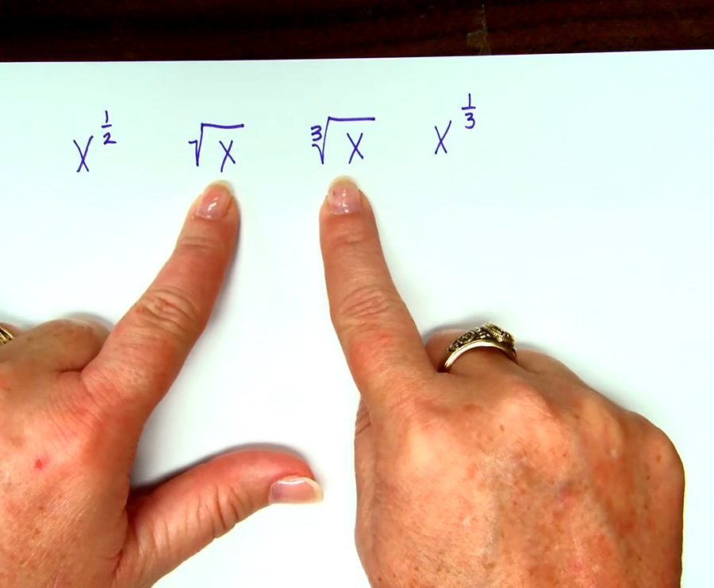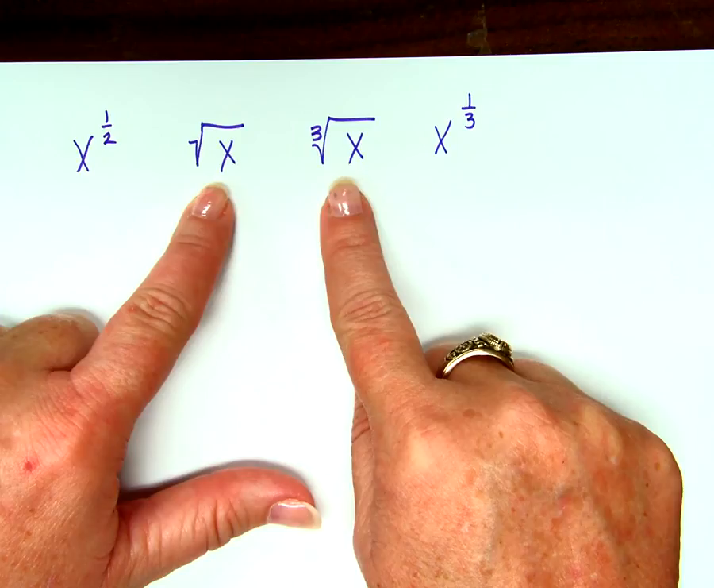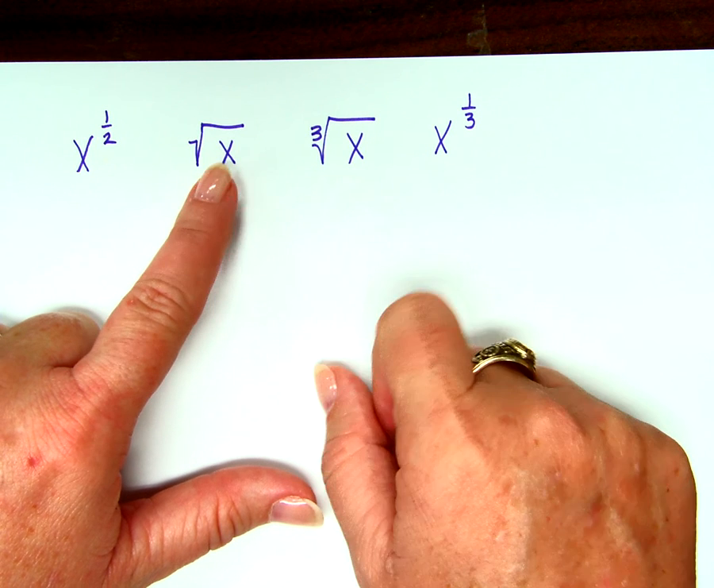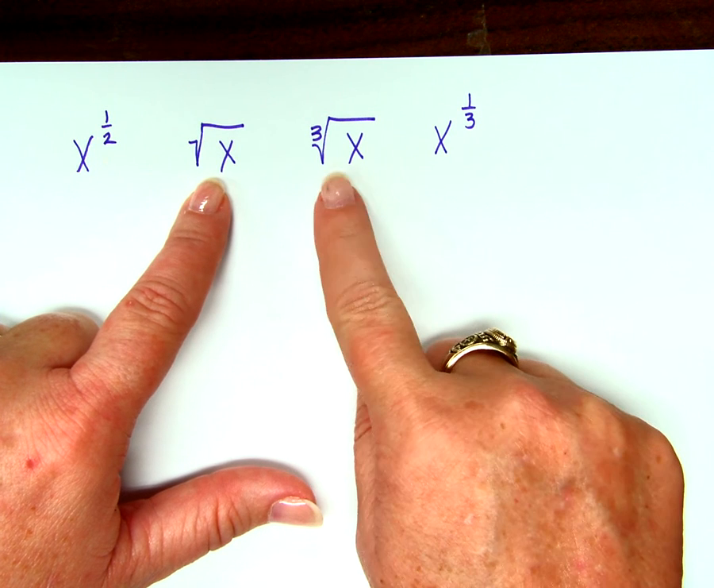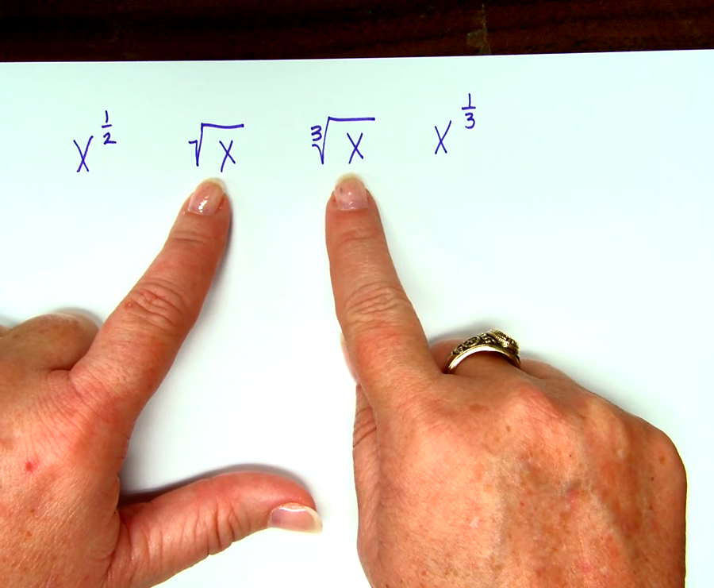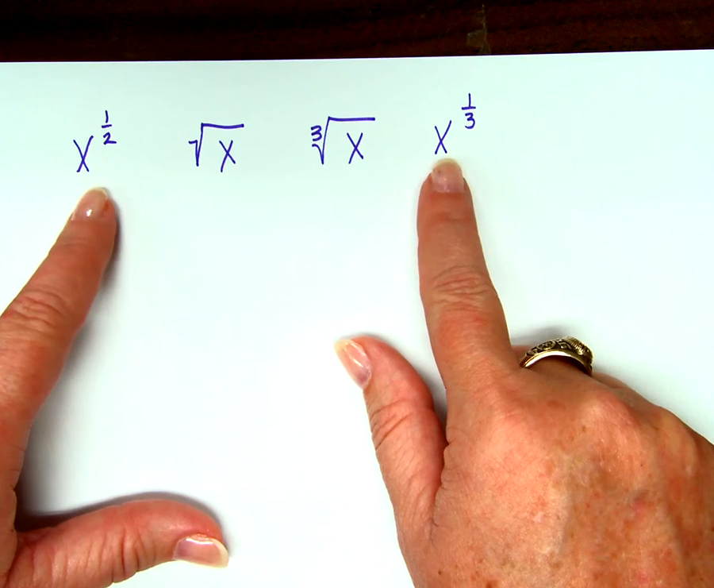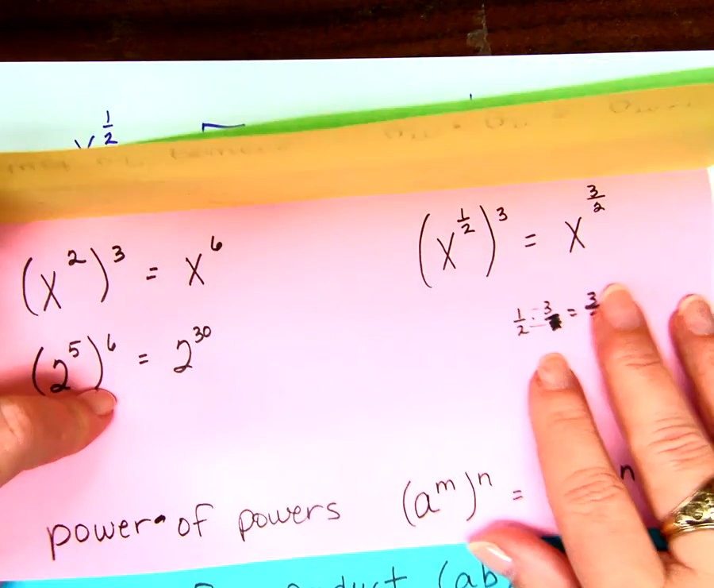You've seen both of these two things before, right? In the last couple days, you know exactly what they are. What's this one? Square root. What's this one? Cube root. Okay? You've seen these before because I showed you things like this in our Exponent Foldable.